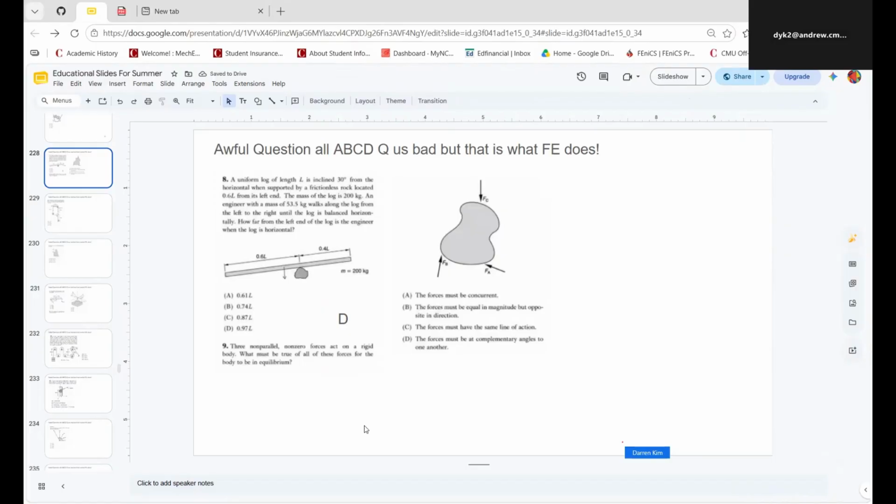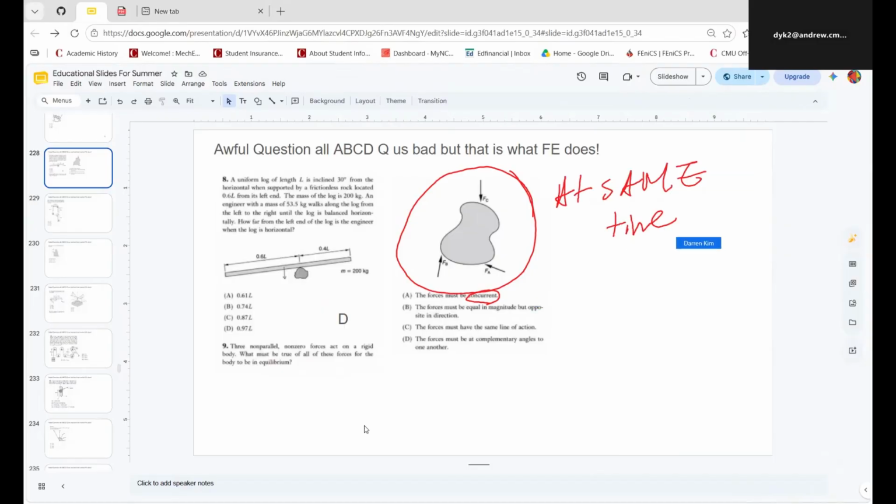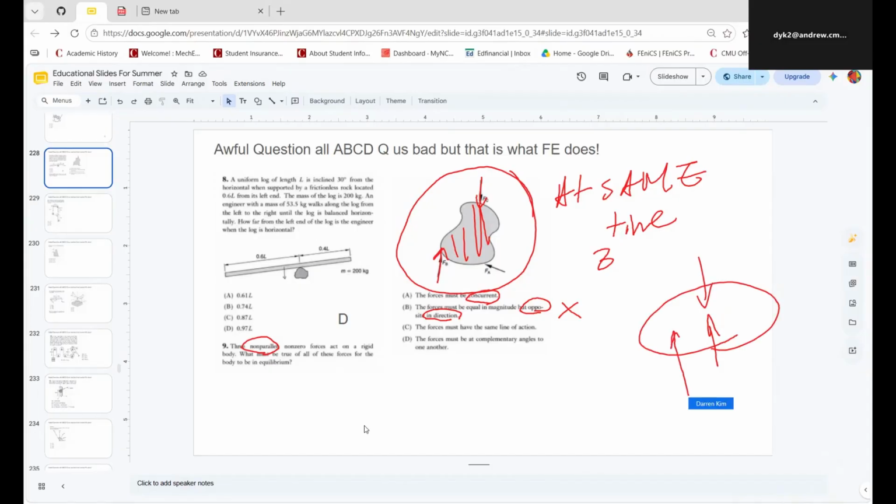So there are three non-parallel, non-zero forces. Which of these are true? So they're asking me which of these are true. The forces must be concurrent, so that means that these are at the same time. Non-zero forces. It might be true because this force and this force could happen at different times, and it could be a messy situation or something like that. I don't know. The forces must be equal in magnitude but opposite in direction. No, actually, because there's three of them. Oh, and it's non-parallel. Read this carefully. Non-parallel. It's non-parallel, and it's in equilibrium, right?